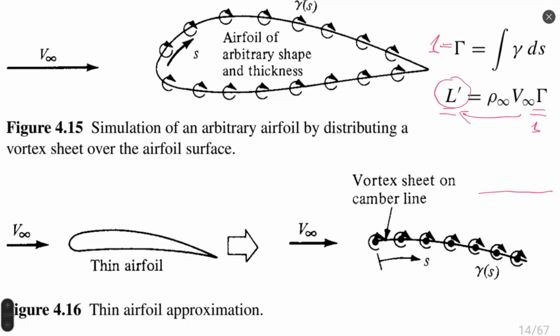For example, here is my S distance on the airfoil, and here is my gamma distribution. I have, for example, a distribution like a step function, right? This is where my airfoil finishes. So I have a step function and I calculate the integral, it will be equal to 1. But I can find an infinite number of such functions where the integral will be equal to 1.